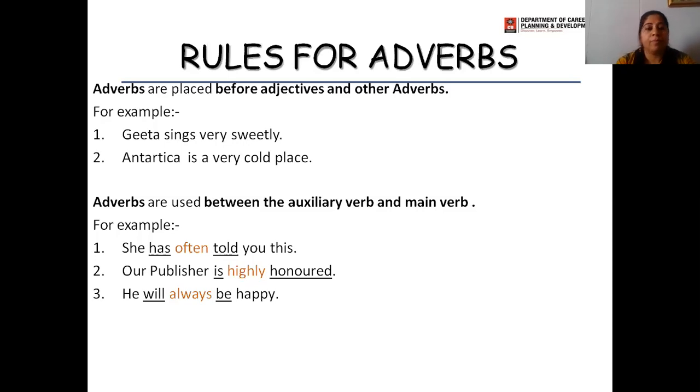Adverbs are also used between the auxiliary verb and the main verb. Look at the examples mentioned here. She has often told you this. Has is an auxiliary verb, and told is a main verb. So we are using often, which is an adverb. This is an adverb of frequency. How frequently are we doing it?